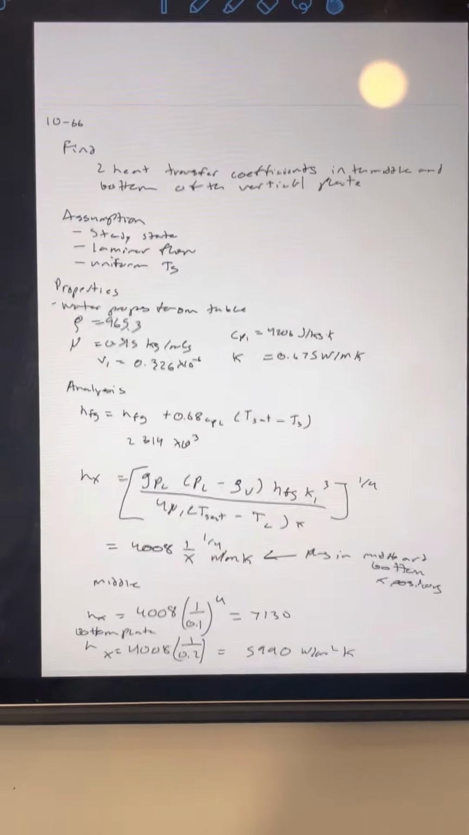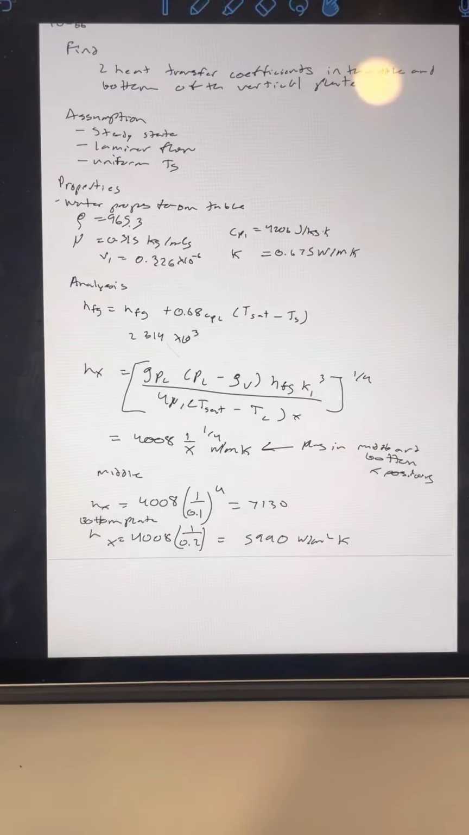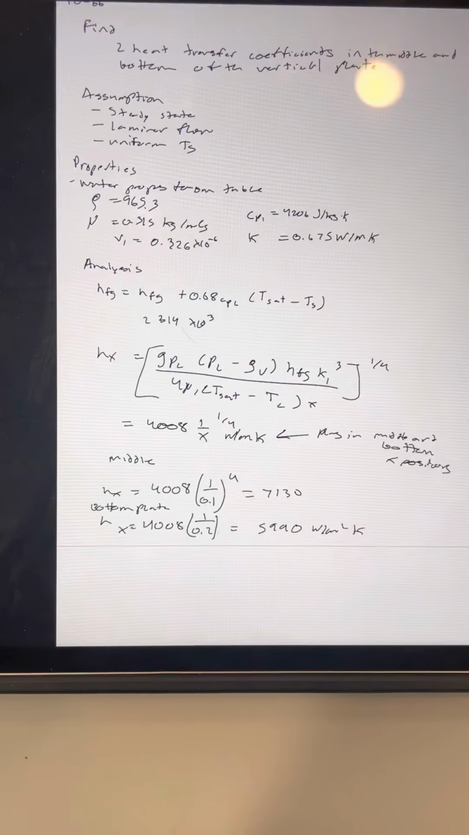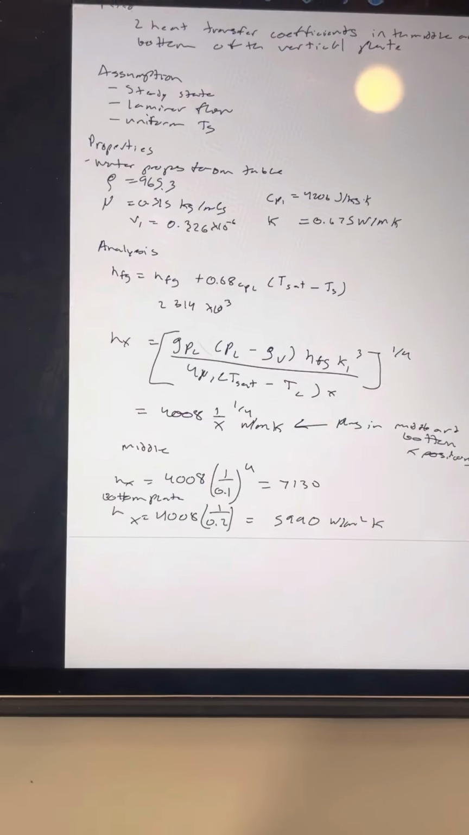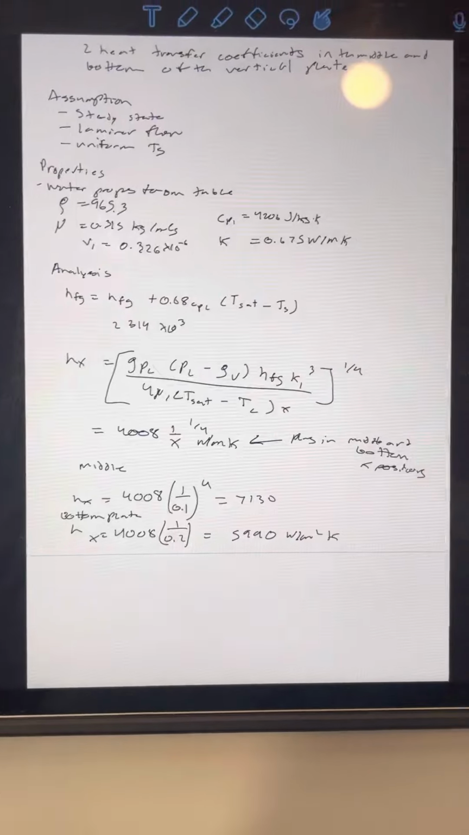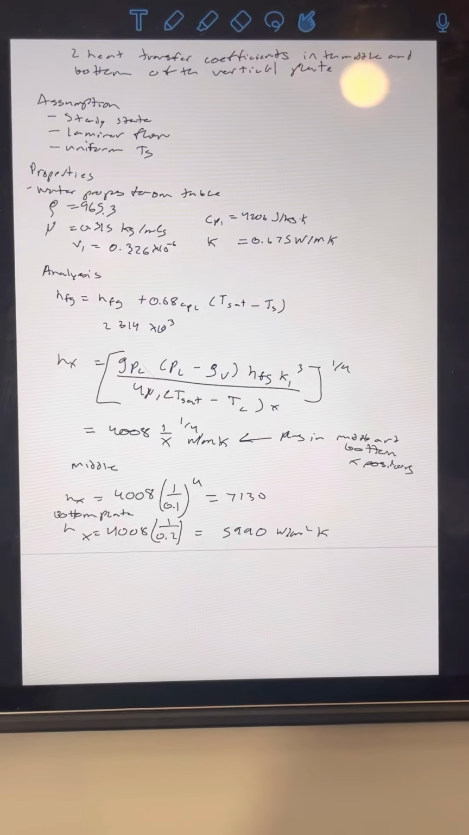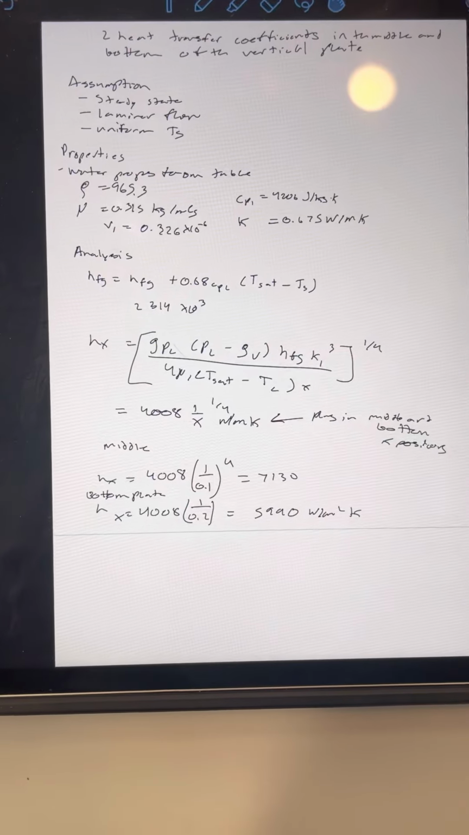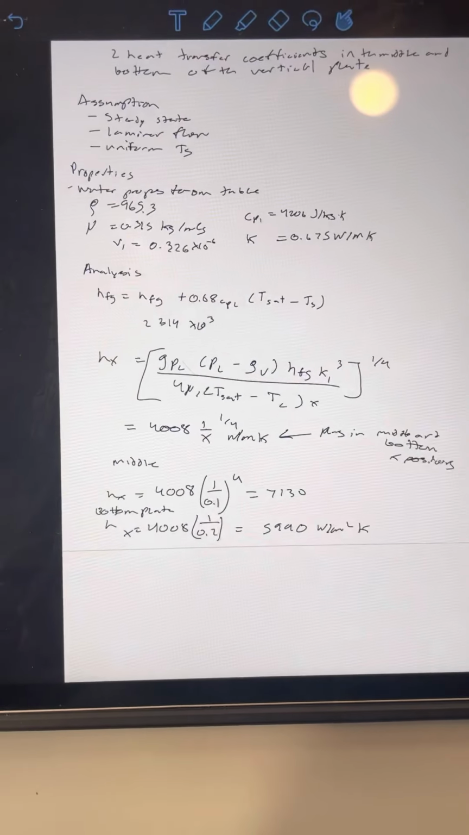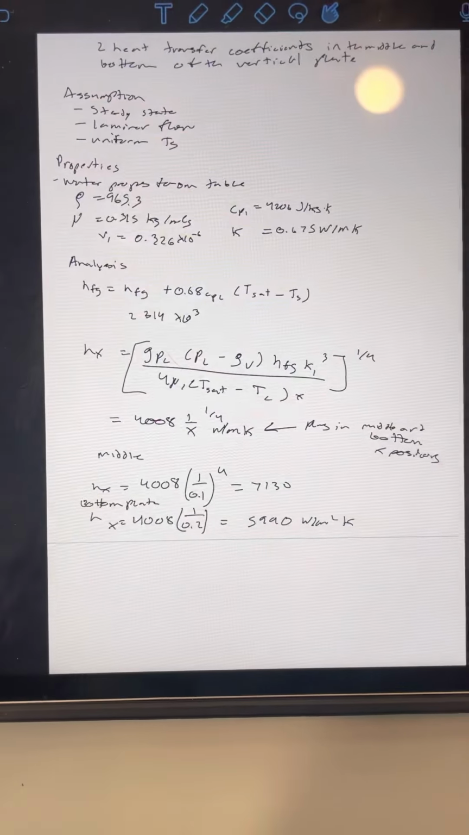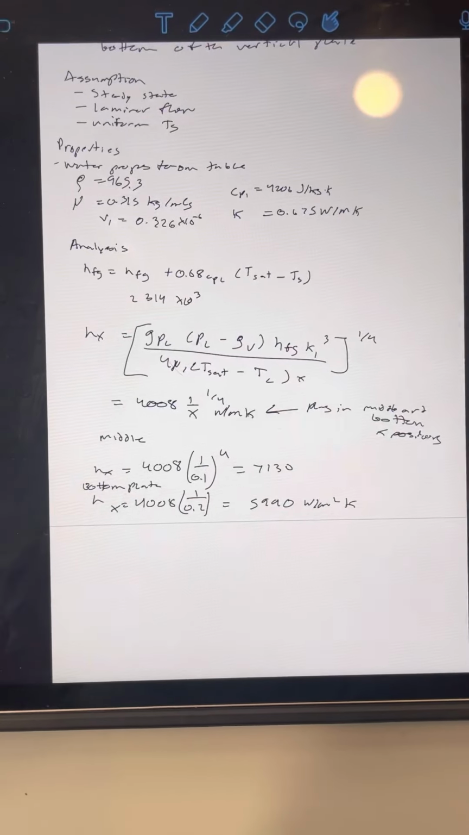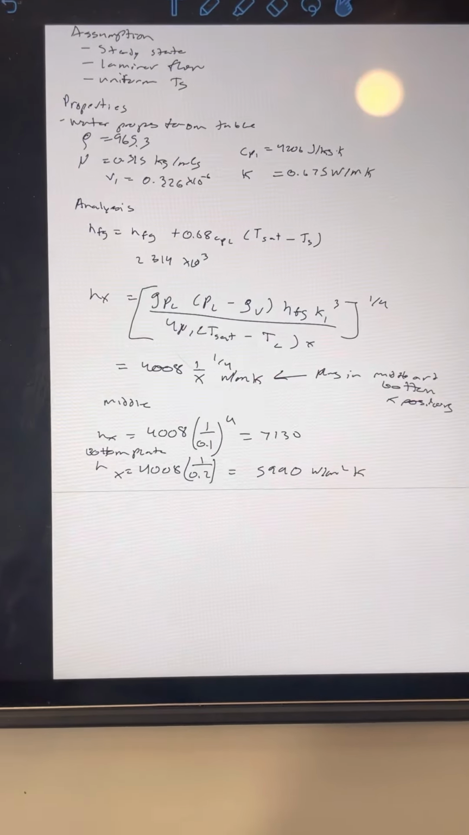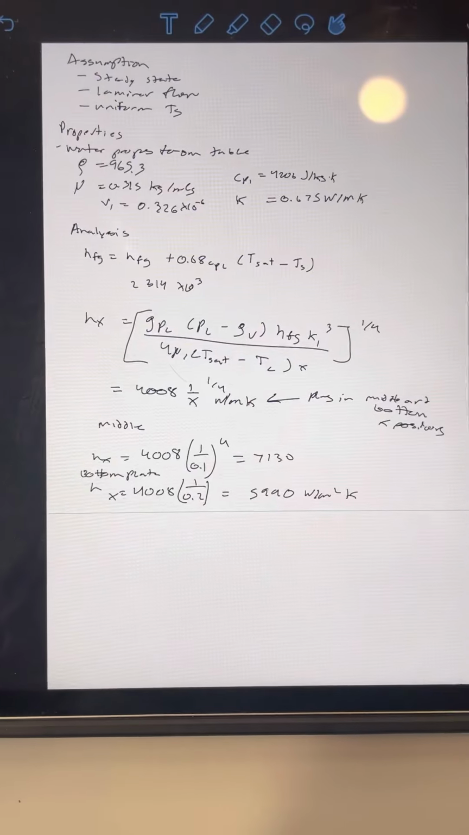For the next one, we found 2 heat transfer coefficients in the middle and the bottom of a vertical plate that is having stuff condense on it. We're assuming steady state laminar flow and uniform temperature, and then we find water properties from the table. We use hfg. I don't really know what the equation is.